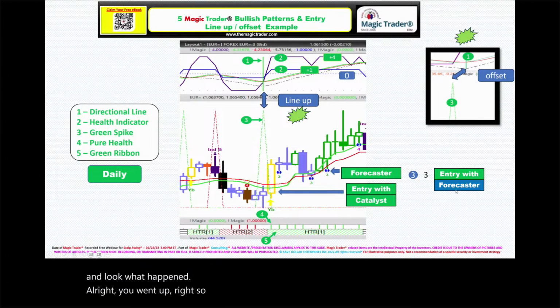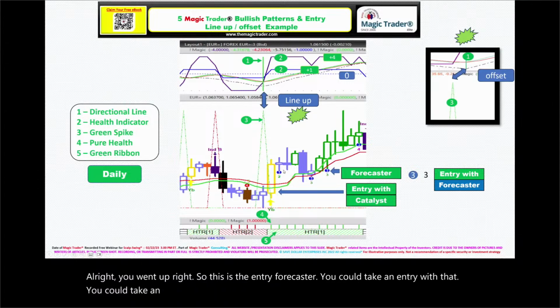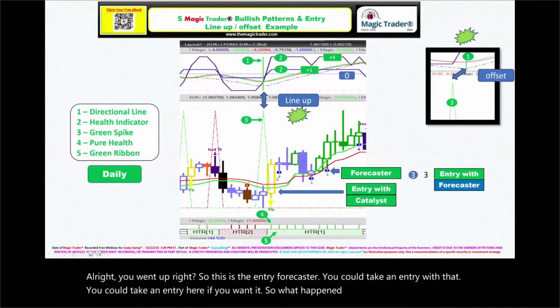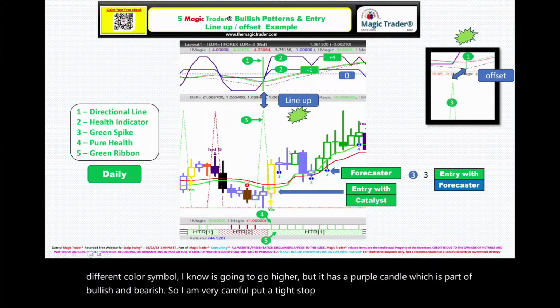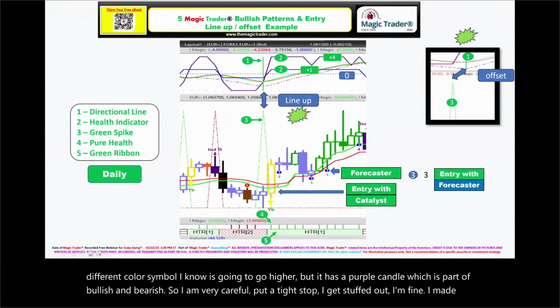So this is the entry forecaster. You could take an entry with that. You could take an entry here if you want it. So what happened here? We teach people different color symbols. I know it's going to go higher, but it has a purple candle, which is a part of bullish and bearish. So I am very careful, put a tight stop. I get stopped out. I'm fine. I made money. That's what matters, right?